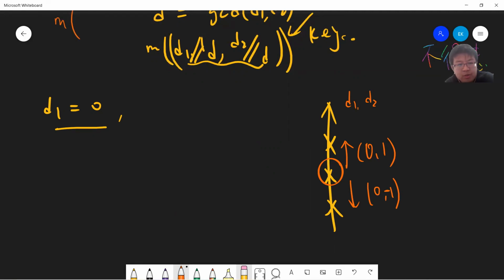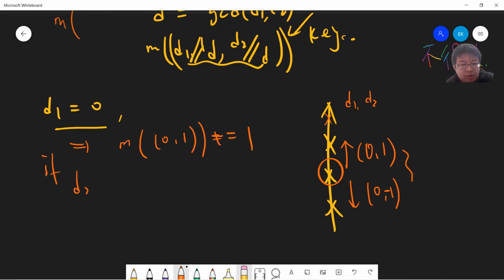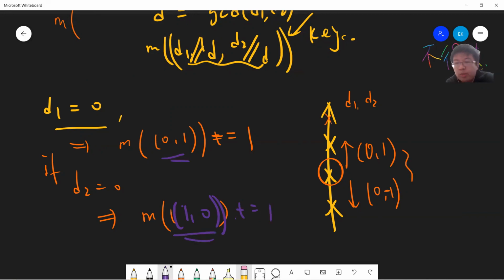So the idea is that if d1 is 0, then every point should use the same slope. Okay, so in this case, I should manually force it. If d1 equals 0, then I should just set m of 0 1 to 1. Okay, so if d2 is 0, I should manually set m of 1 0 to 1. Okay, so these are the 2 boundary cases.